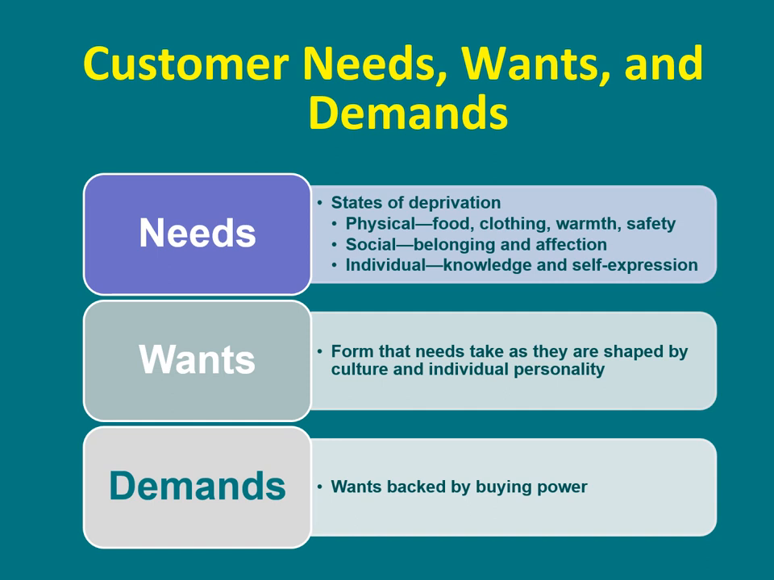So, I can say: one, I need to eat. Two, I want to eat seafood. And finally, I have the money to eat seafood, or to purchase the seafood. So, need means something essential. Want means a need, but shaped by culture and individual personality. And finally, demand means a want, but backed by purchasing power.